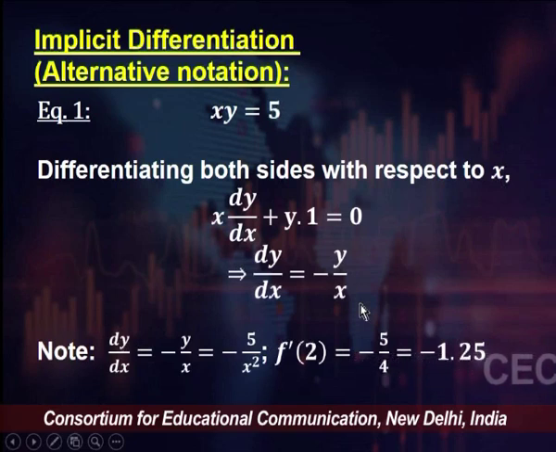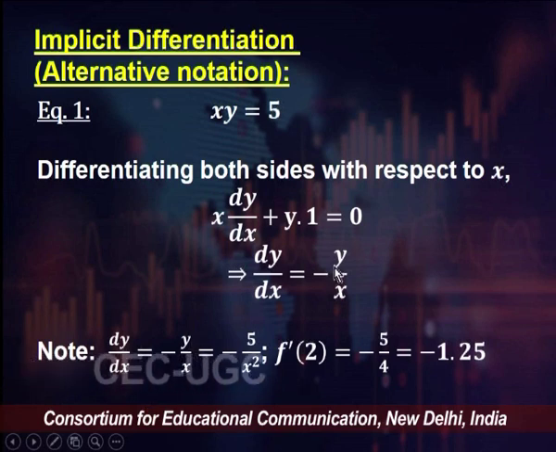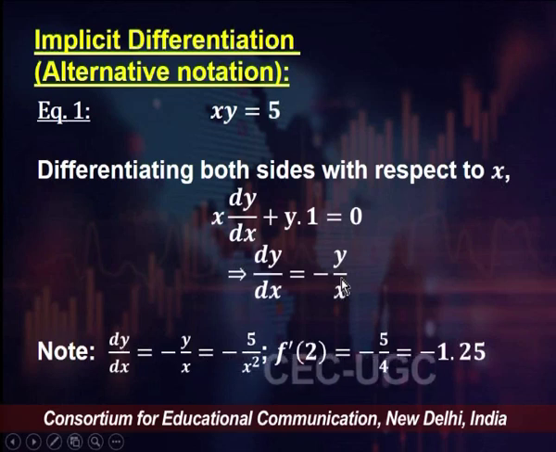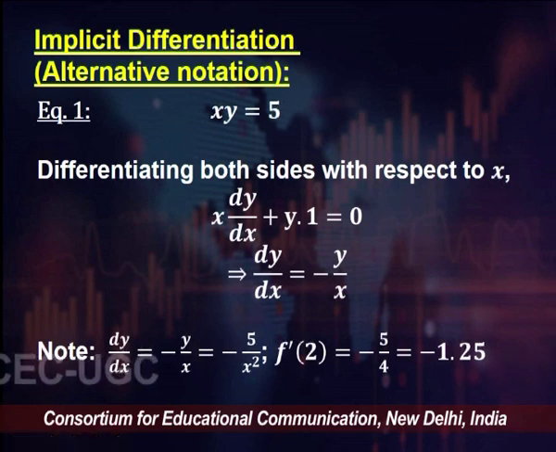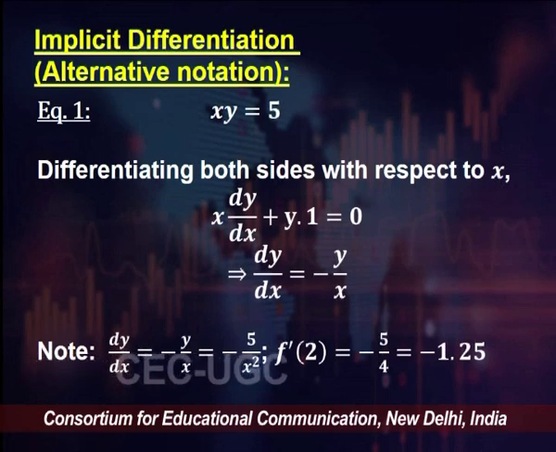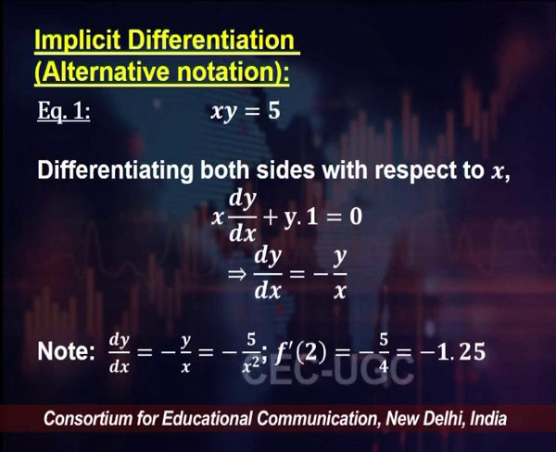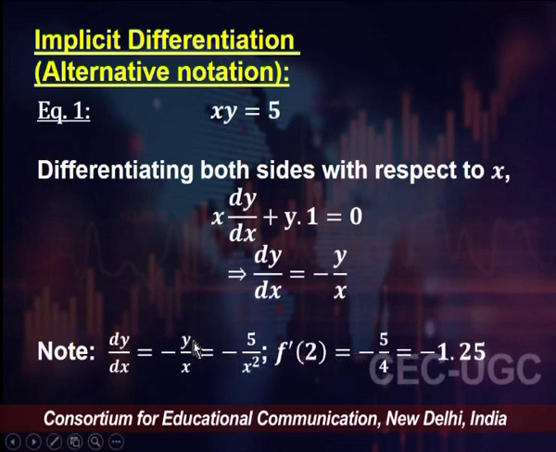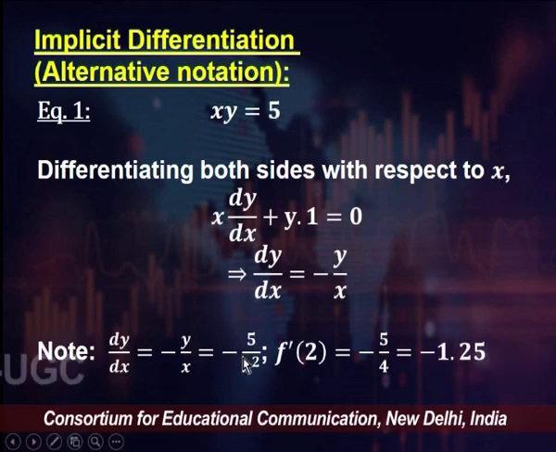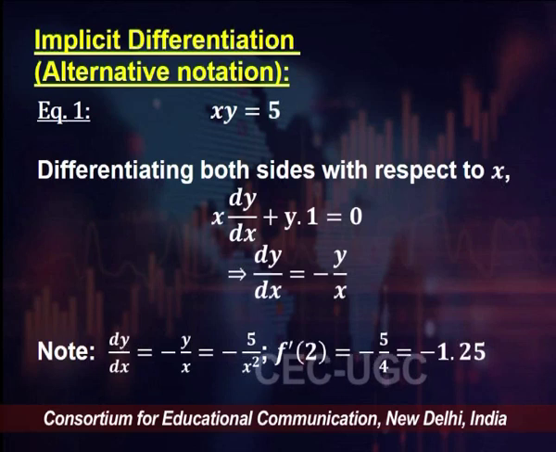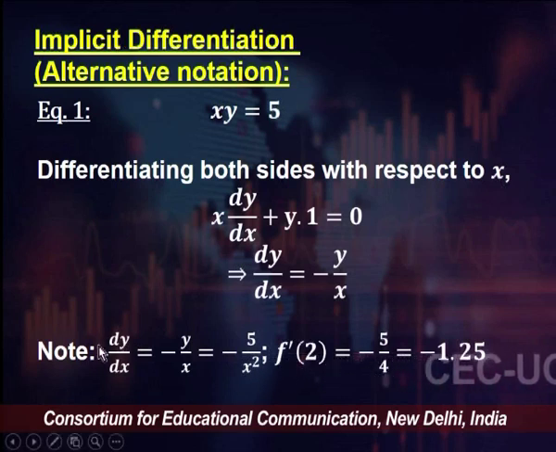And this is exactly what I was talking about earlier. I can leave the answer like this, my result as minus y by x. Or, because the case we are doing right now is one where I have the explicit form for y, I can always substitute for y. You can see here that because y is equal to 5 by x, that gives me dy by dx explicitly defined in terms of x, which is then minus 5 by x squared.